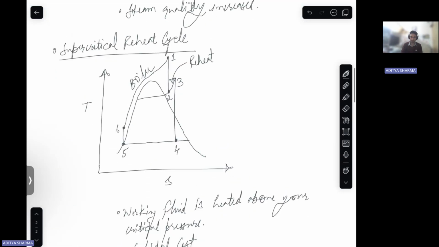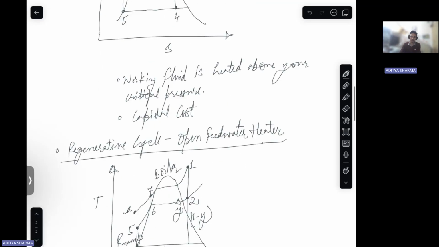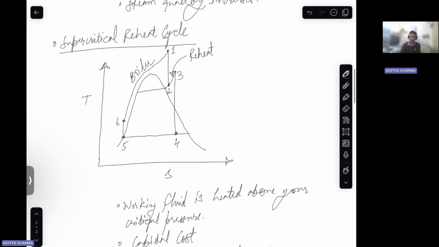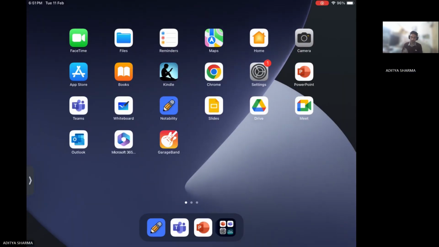So if you see your supercritical reheat cycle, you can see that the pressure at which your working fluid is being heated is greater than your critical pressure, right? So somewhere here is your point of criticality for your working fluid, but this is above this pressure.